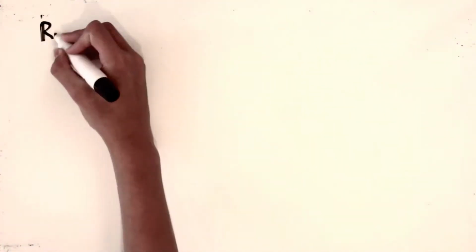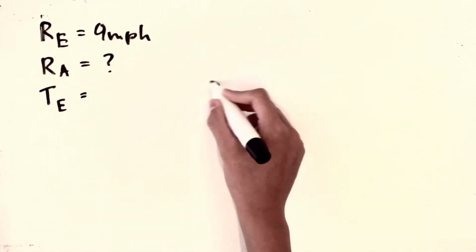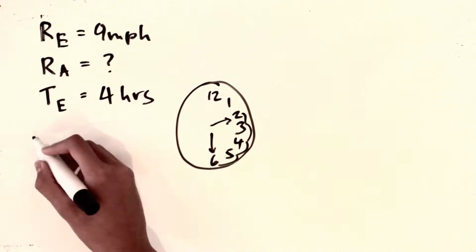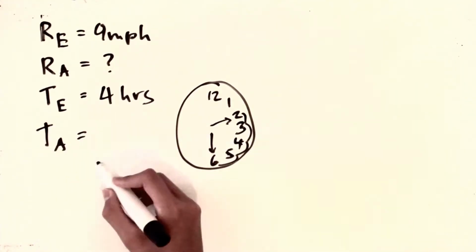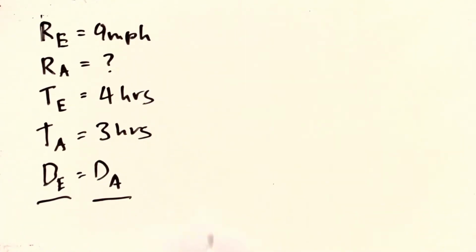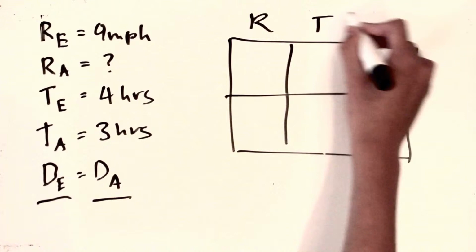Eric's rate is 9 miles per hour, and we need to solve for Addison's rate. When we are given times of day, we have to physically count the time elapsed within the interval. I like to count it on a clock in the same way you count it on a number line. And of course, the distance Eric traveled is the same distance Addison traveled. Let's organize the information into the box.